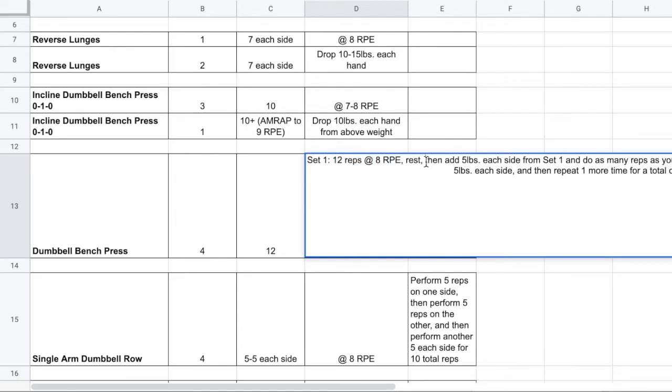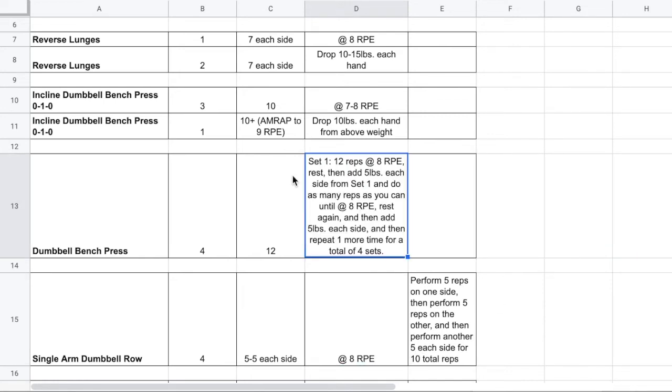Then they're going to add 5 pounds each side from set 1 and do as many reps as they can to an 8 RPE. What that means is, let's say they use 80 pounds on set 1 for 12 reps at an 8. On set 2, they're going to use 85 pounds, and there's no set repetition scheme because they're using more weight now, and I want them to still be at an 8 RPE. So maybe now with 85 pounds, they get 11 reps at an 8 RPE.